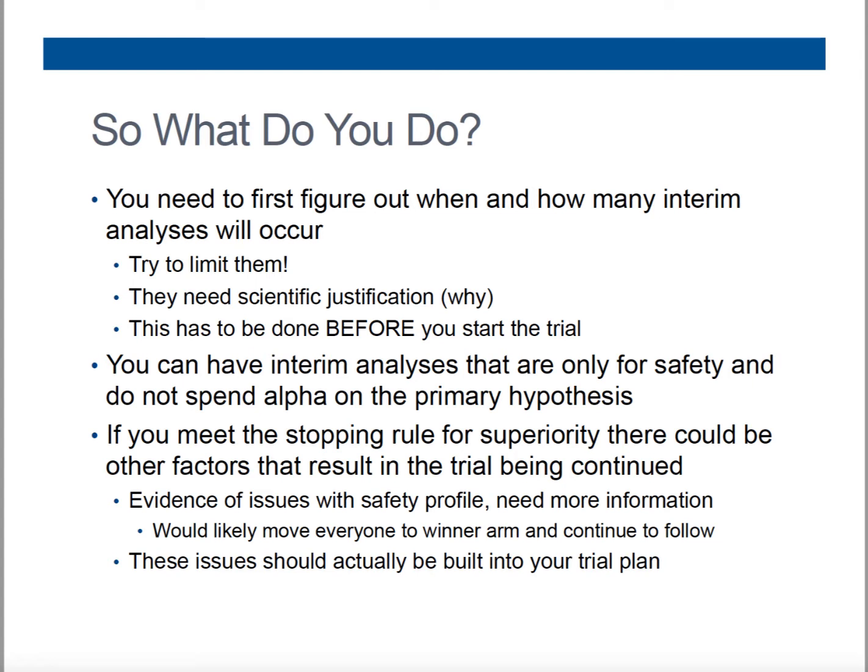You can have interim analyses that are only for safety and do not spend alpha on the primary hypotheses. And if you meet the stopping rule for superiority, remember there could be other factors that result in the trial being continued. So looking for a longer-term safety profile, moving everyone from the standard of care or placebo arm up to this new active treatment and following them longer. So all of these issues need to be considered when you build in stopping rules for your trial.